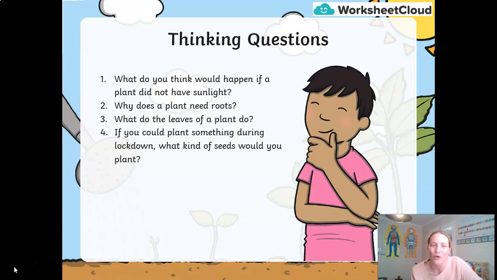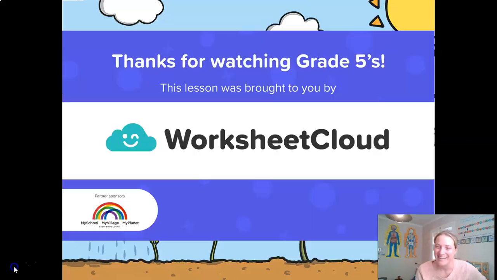And then number 4, if you could plant something during lockdown, what kind of seeds could you plant? Well, I did say this earlier. You can plant anything that you've got hovering around your house. You could plant the tomato seeds. Let them dry out first. Or some beans if you've got raw beans, not the ones, don't go and try plant baked beans or anything like that. Or maybe even you've got an avo pip. Have a little look, Google it, and then you may be able to find out how to make those seeds germinate.